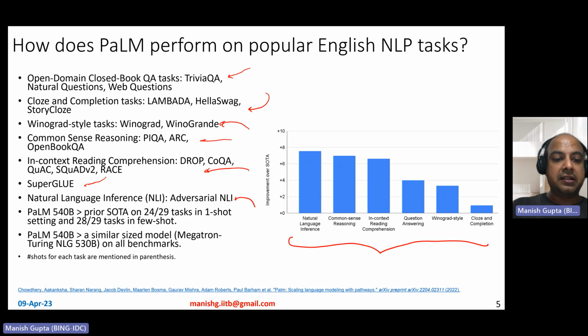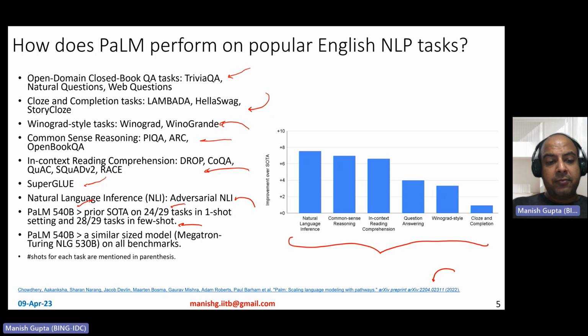And what they observe is that compared to the prior state of the art, PaLM 540 billion actually beats them all. In fact, it beats them on 24 out of 29 tasks in the one-shot setting. One-shot setting basically means you just give one example. And then on 28 out of 29 tasks in the few-shot settings. So if you give a few more examples, PaLM 540 billion is hands down better than prior state of the art. Remember, this prior state of the art is April 2022. So with other models coming up now, this may not be the best, but still, it's pretty good compared to many other existing models.